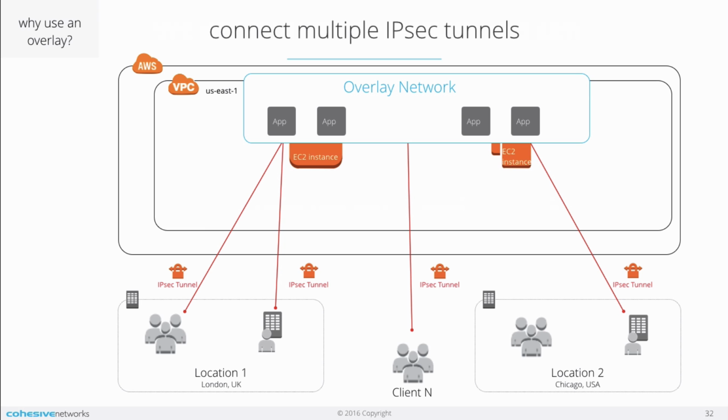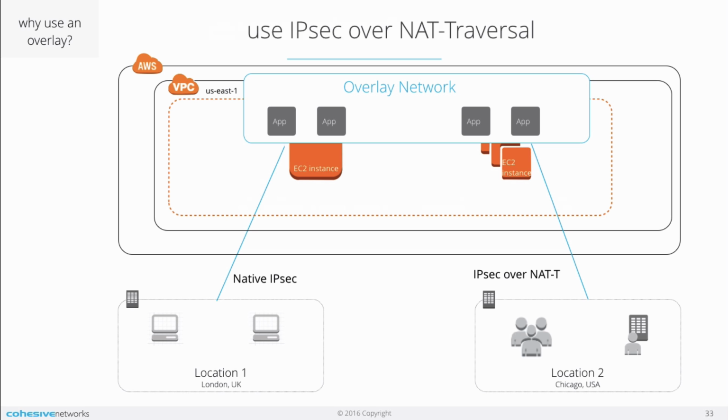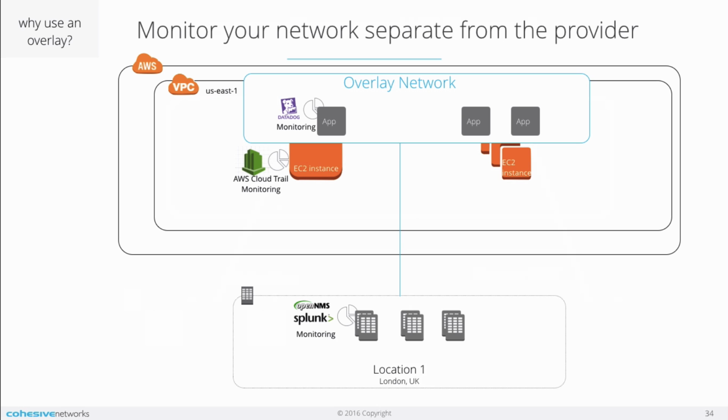If you need to do things like compliance or monitor your network traffic, in an overlay network, you can also use IPsec over NAT-Traversal. So for example, London needs native IPsec, but Chicago prefers to use IPsec over NAT-T. You can connect into the same overlay network. Even though AWS and most cloud providers only support native IPsec, you can enable them side to side. Plus, you only have to pay for a virtual machine, not IPsec and NAT services in addition. You can monitor your network separate from the provider if you use an overlay network.